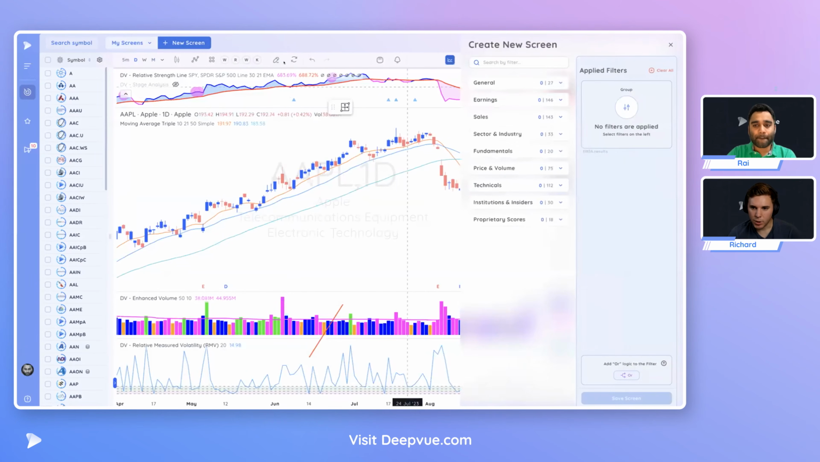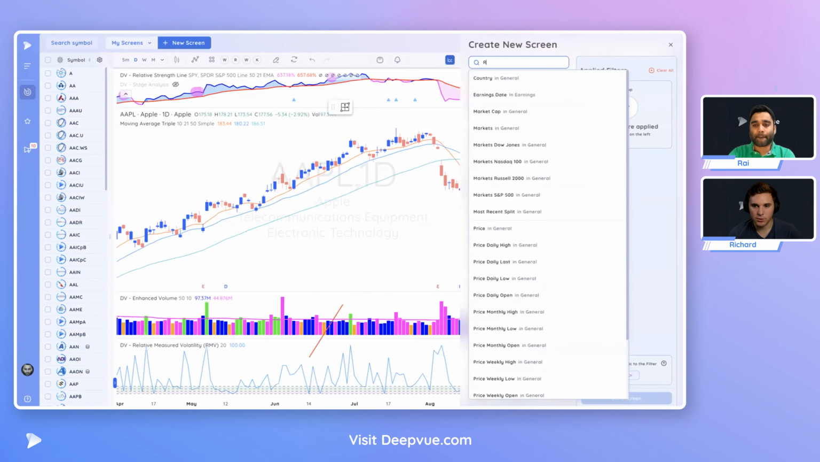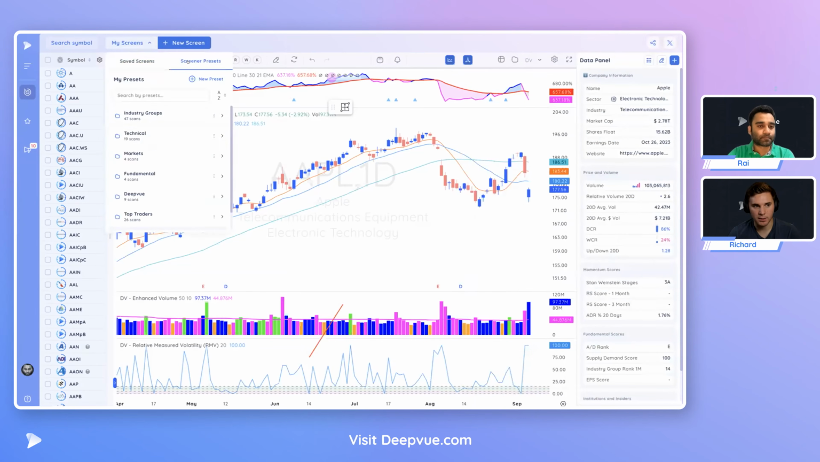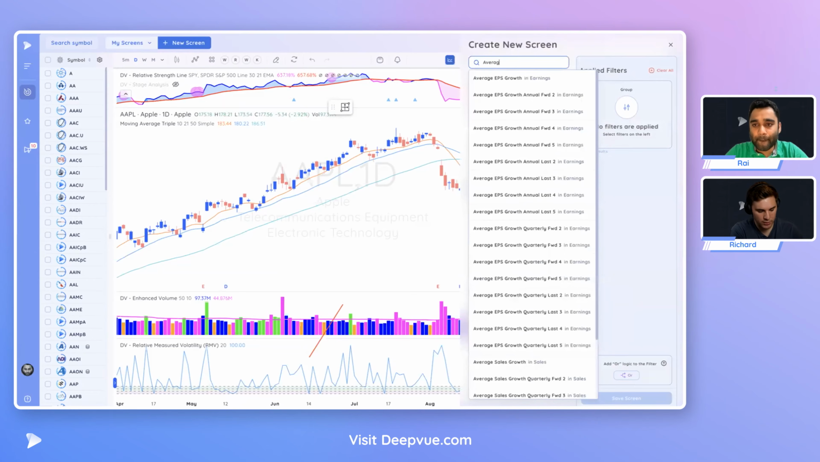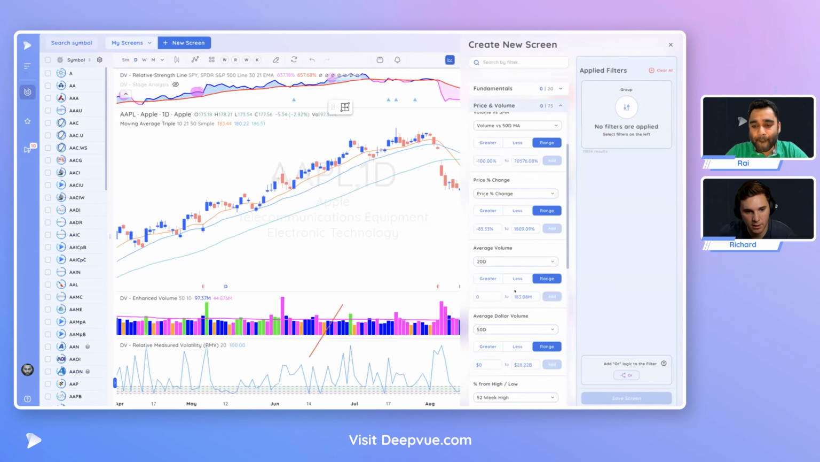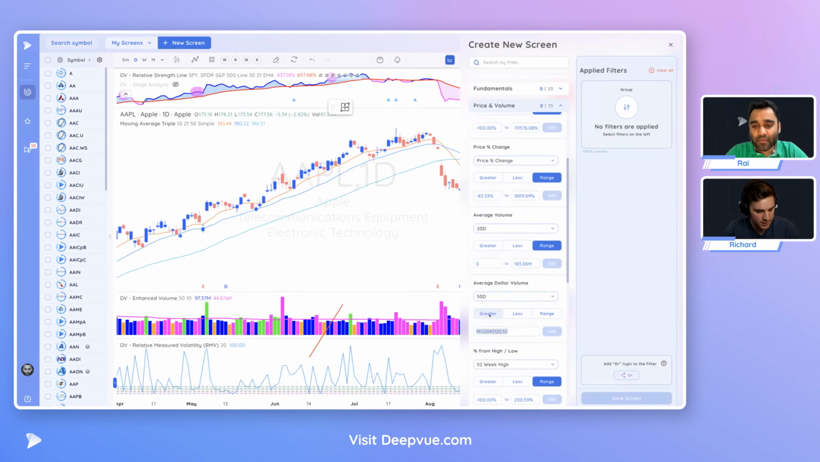I see a lot of questions around, if I had one screen or only 1 hour to screen, what would I use? For me, it would be the Deepvue universe, but also I've got a liquid leaders screen, which we could build really quick. That's a good one to show. So let's go ahead and build that. I've got the criteria here. First, average dollar volume is greater than 100 million. This is looking for extremely liquid stocks. That's why it's called liquid leaders. So 50 day? 20 day.